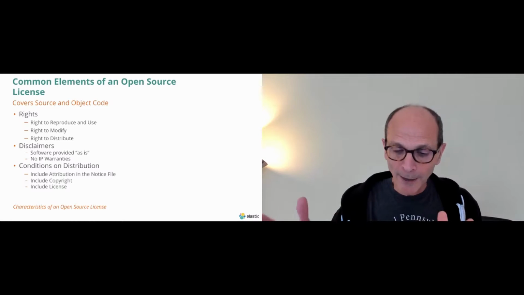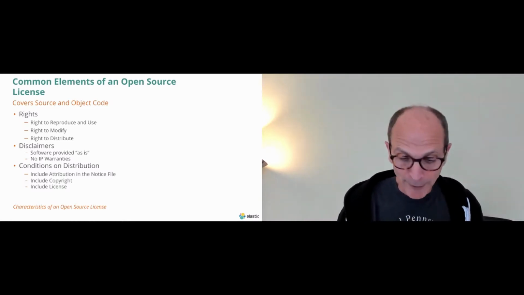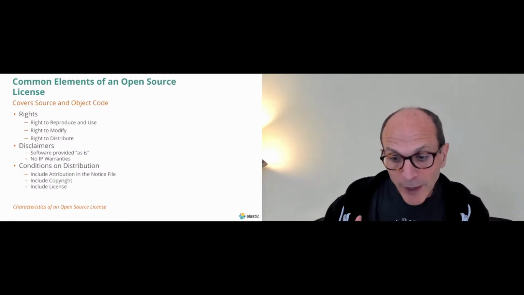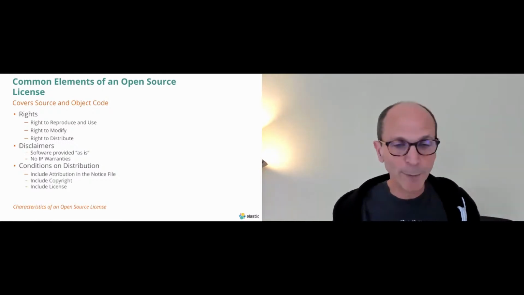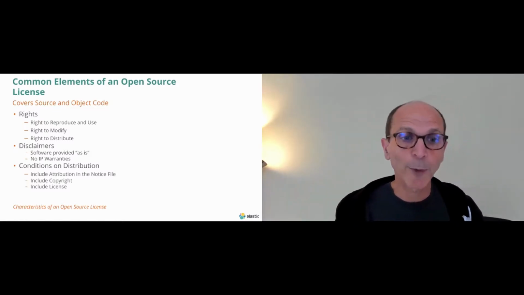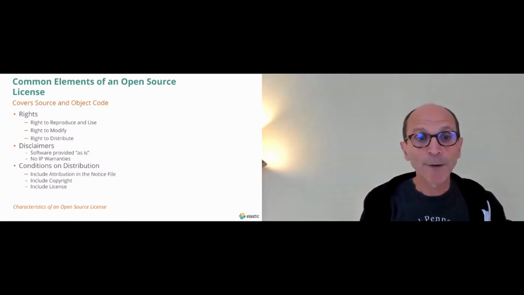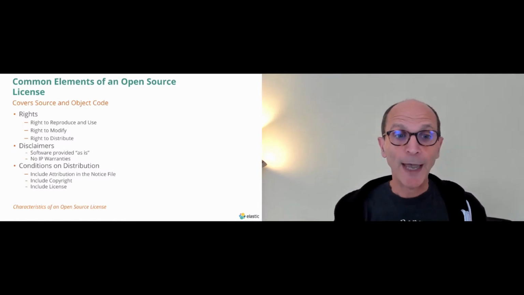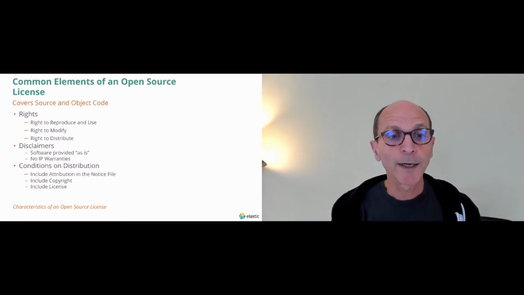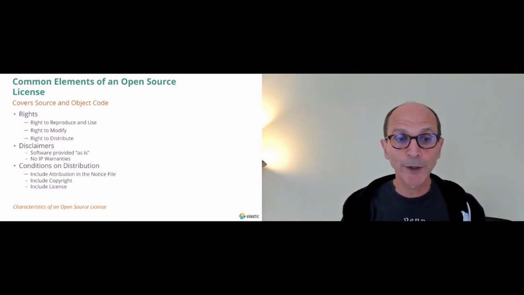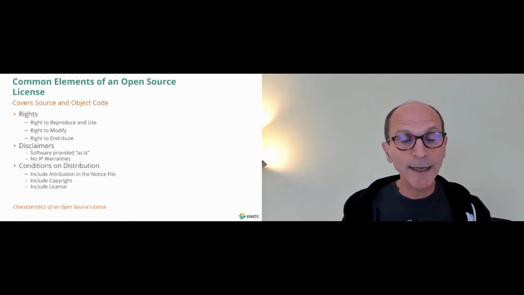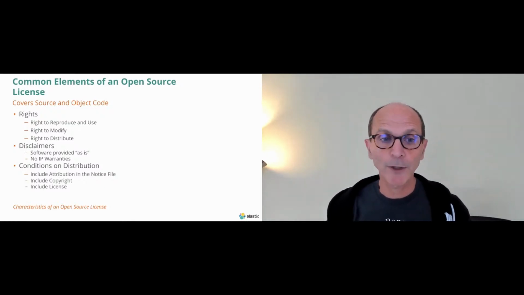And we're going to talk in about 7 minutes about the spectrum of licenses, but whether a license is really, really copyleft or whether it's really, really permissive, there's certain things that are always applicable in an open source license. The first is you have the right to the software, both in object code and in source code. That includes the right to reproduce and use, the right to modify, and the right to distribute the code. That's in every open source software license.